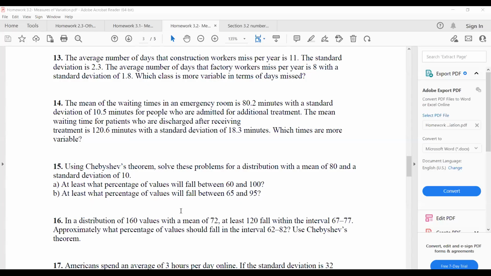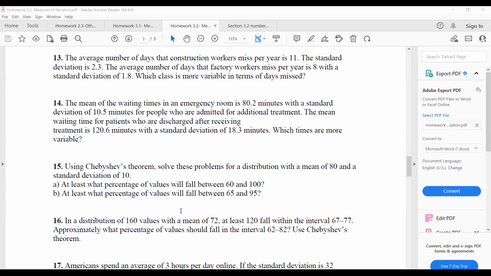So let me make sure that we're there. Okay, so now, am I sharing the screen? I don't believe I am right now. No. Let me share it because I had to pull up the assignment first. All right, so here's 16. In a distribution of 160 values with a mean of 72, at least 120 fall within the interval from 67 to 77. Approximately what percentage should fall in the interval from 62 to 82?